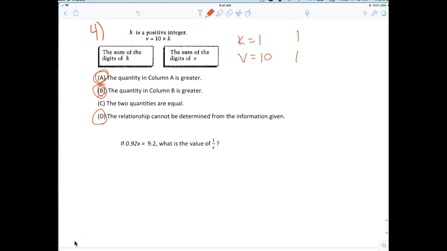What is the sum of the digits of V? The sum of the digits. You understand what I'm saying? 1 plus 0 is 1. Yes. So it appears now that they are what? I'm not sure. Right. Now, you can't say you got it right if you didn't tell me what the answer was. The correct answer is C.